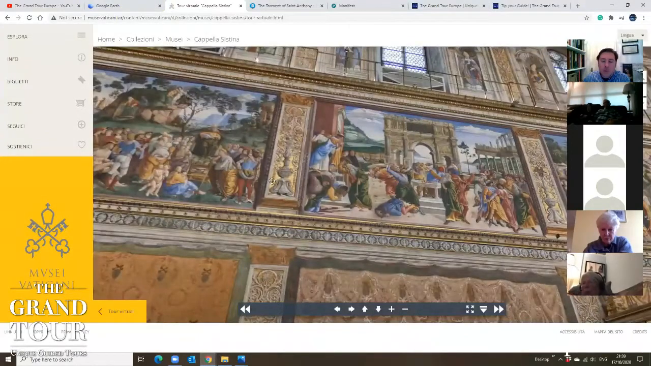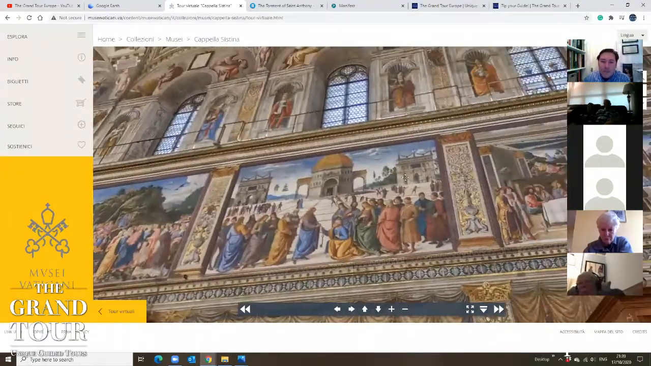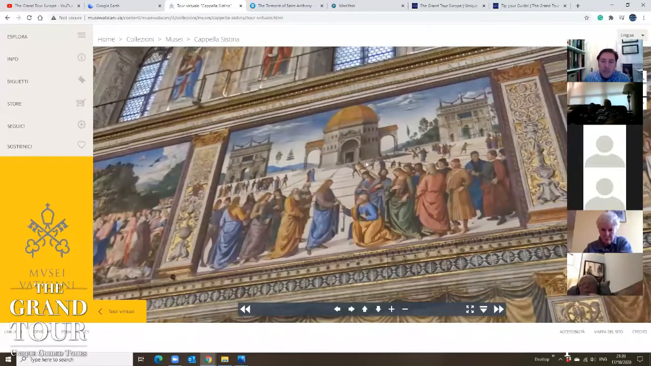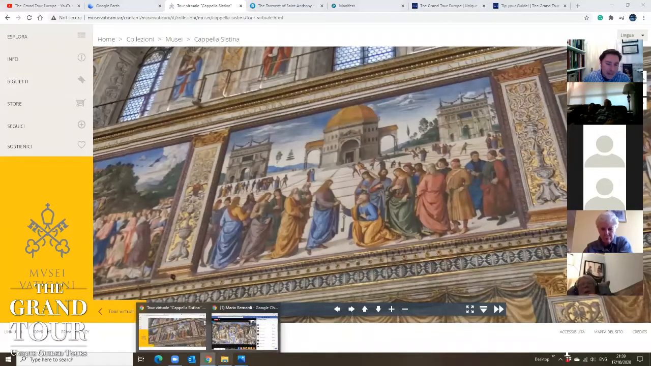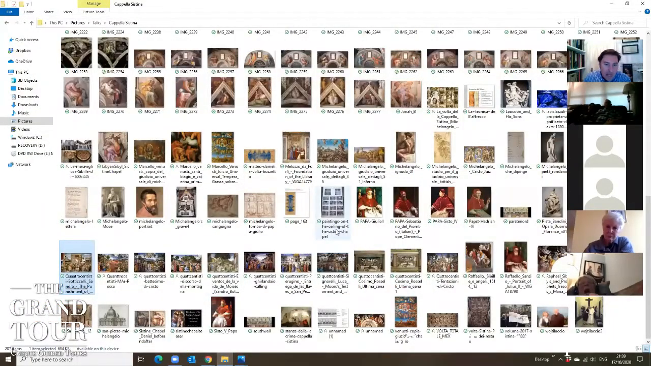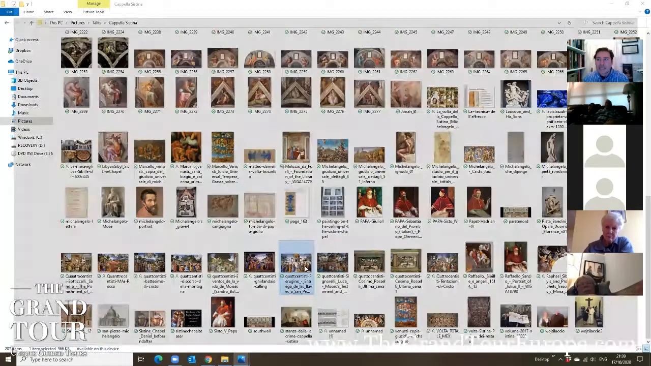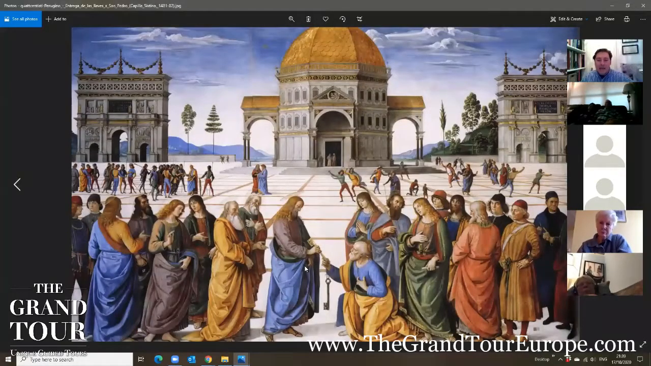And on the opposite side, we have the handing of the keys, which is again very important, because here is Christ giving the keys of the kingdom of heaven to St. Peter. Peter, his name was actually Simon, but then it was renamed Peter, which means stone. And it says on the top in Latin, again, this is the traditio legis, the giving of the keys. And so this is what makes the church the Catholic Church.